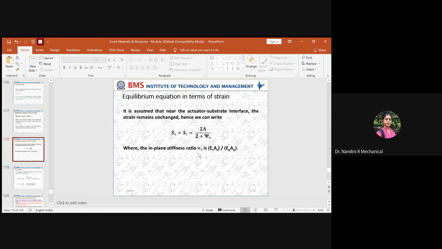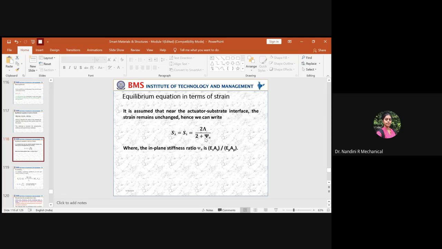Stiffness ratio is given by the ratio of the elastic modulus of the substrate times the area of the substrate, divided by the elastic modulus of the piezo element times the area of the piezo element. It shows the stiffness capability of the given material with respect to the substrate. If the value is good, then it has a good stiffness ratio.